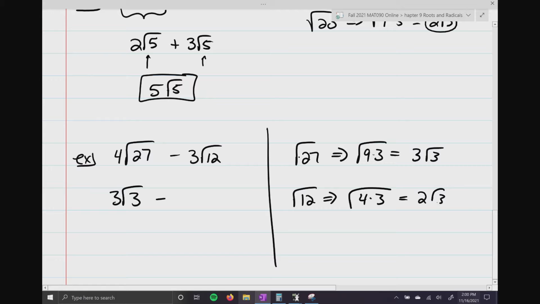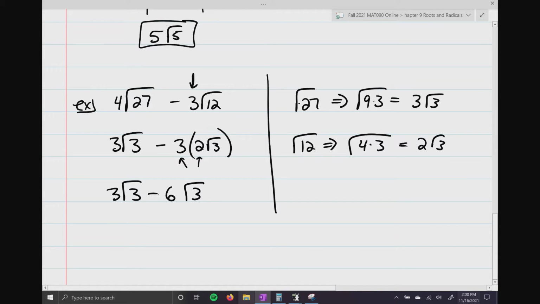Now, the second one, like I said, you got to be careful because if you notice, you already have 3 times the square root of 12. So this is going to be 3 times 2 times the square root of 3. And 3 times 2 is going to be 6. So this turns out to be 3 square root of 3 minus 6 square root of 3. Notice the radicals are the same. 3 minus 6 is negative 3 square root of 3. Okay, let's do a couple more here.